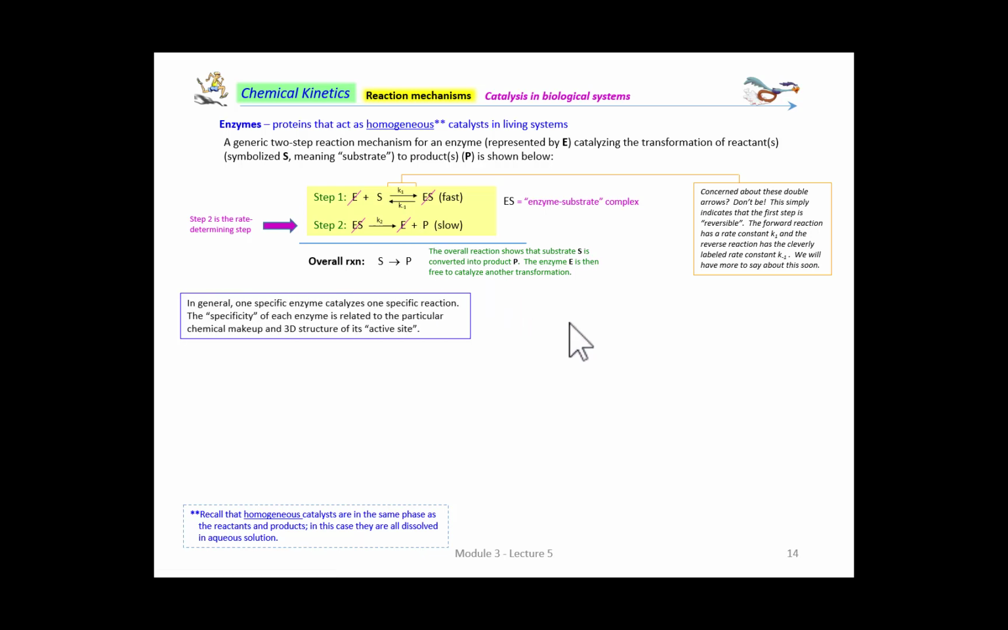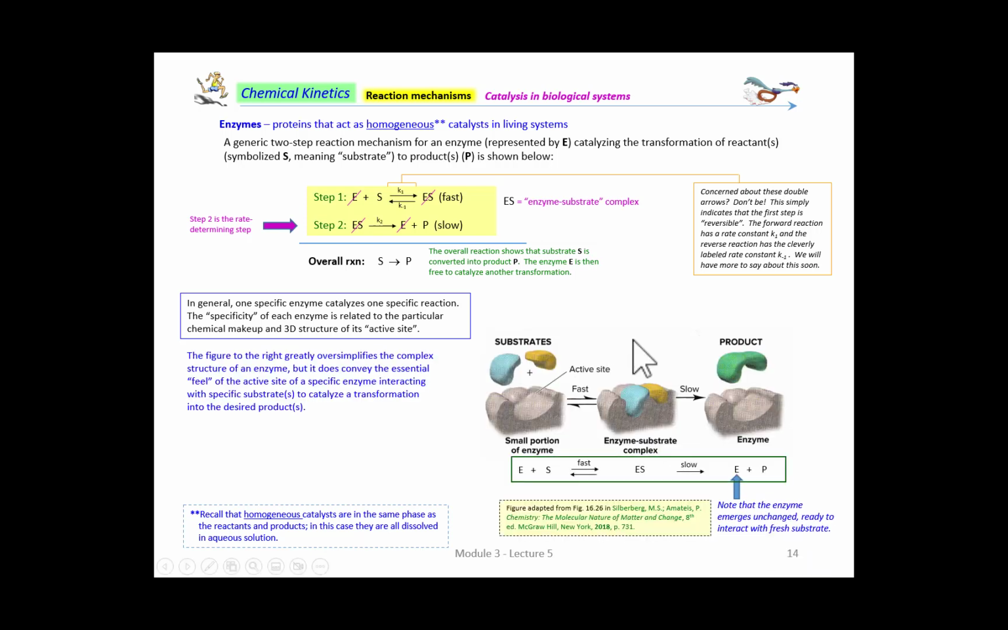In any event, the important thing to remember here, or one of the important things, is that in general, one specific enzyme catalyzes one specific reaction. And that specificity of an enzyme is related to the 3D structure of what's called the active site of the enzyme. So here's a pretty good cartoon of what's going on here.